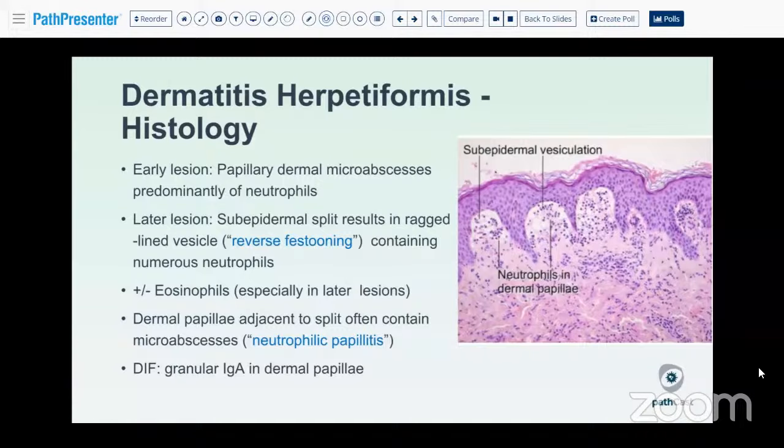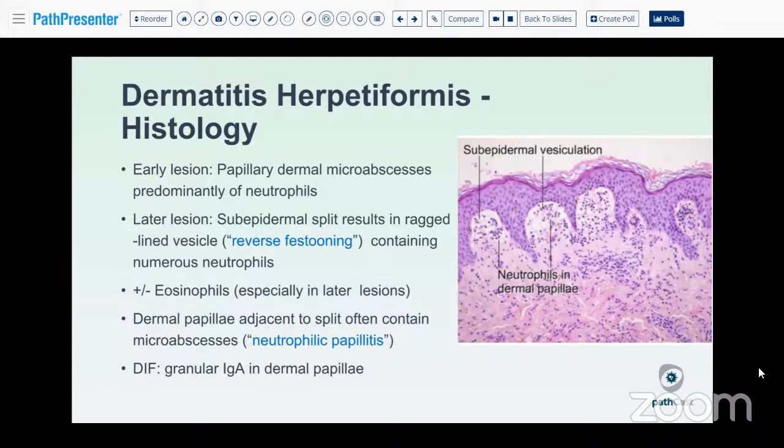And on pathology, very early on, we see those papillary dermal microabscesses of neutrophils at the tips of the dermal papillae. Then we get that split that results in a ragged-lined vesicle, with that reverse festooning, containing numerous neutrophils. There may or may not be eosinophils, so keep that in mind. If you see eosinophils, that does not mean it is not dermatitis herpetiformis. DH is predominantly neutrophilic, but there can be eosinophils in the mix.